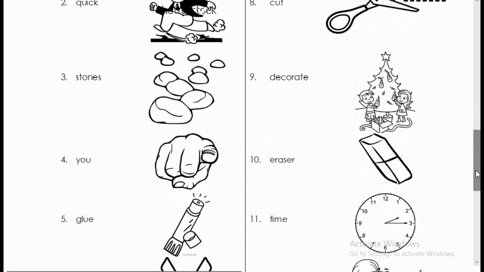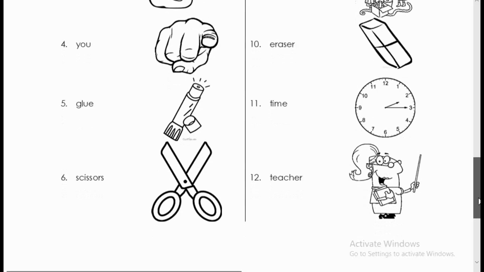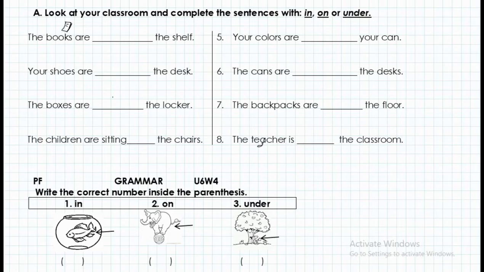Number 4, U. Y-O-U. Number 5, glue. G-L-U-E, glue. Number 6, scissors. S-C-I-S-S-O-R-S. Okay? So we're already finished with the spelling and vocabulary section. Now let's move on to the grammar section. Okay, guys, and now we are in our grammar section.